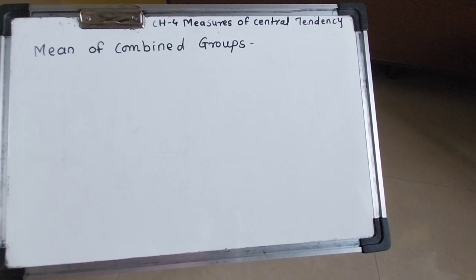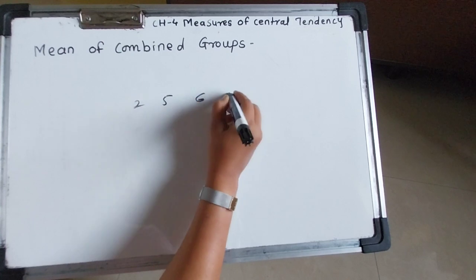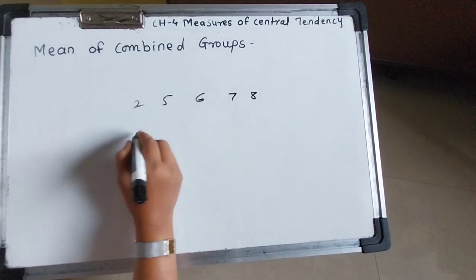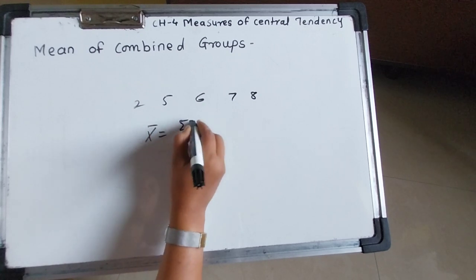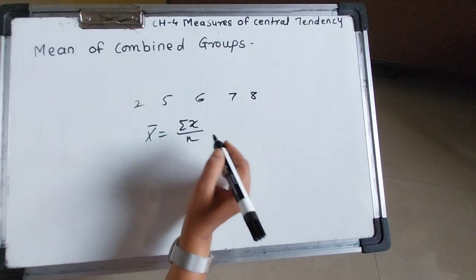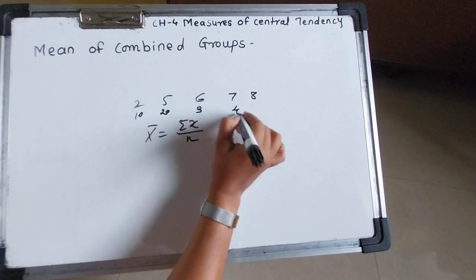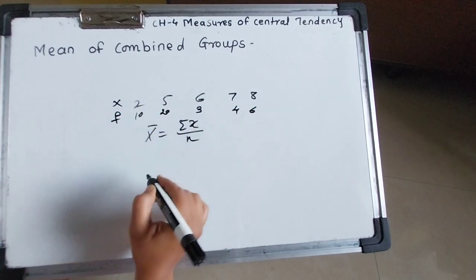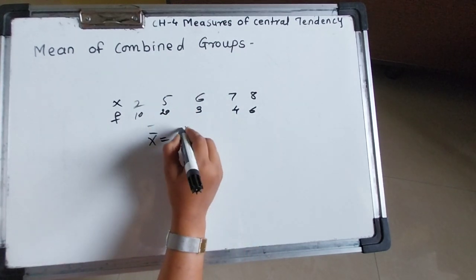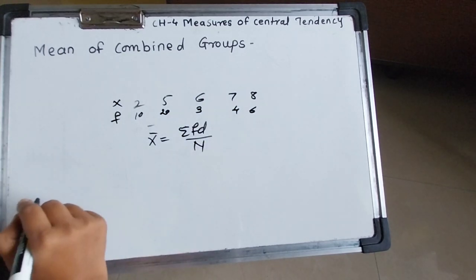Next topic is the mean of a combined group. Suppose they give 2, 5, 6, 7, 8. Okay, only observations. We easily find the mean. X bar is equal to sum of x upon small n. If they give the corresponding frequency related to this data, suppose 10, 20, 3, 4, 6, this is x, this is f, then we use x bar is equal to summation fd upon capital N. This is the formula for this data.